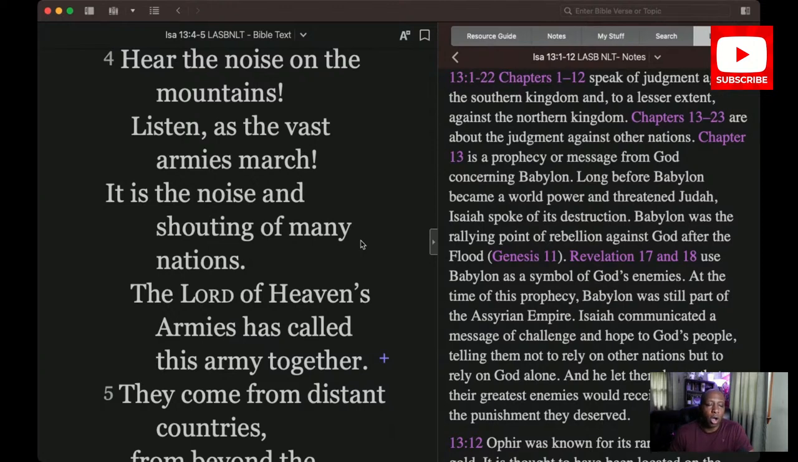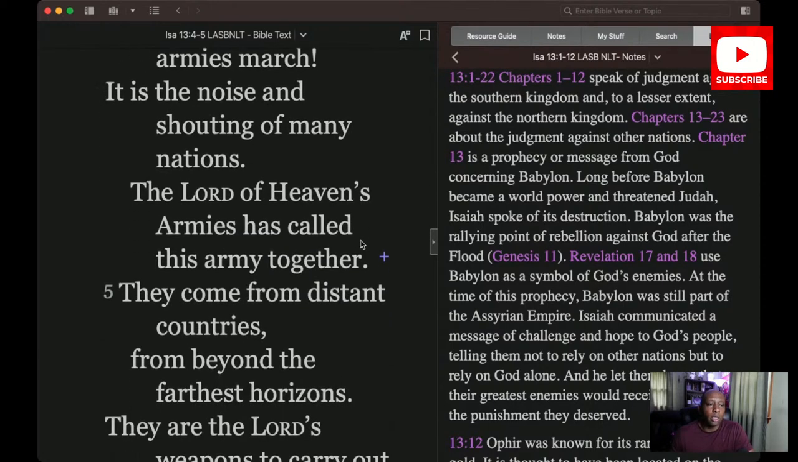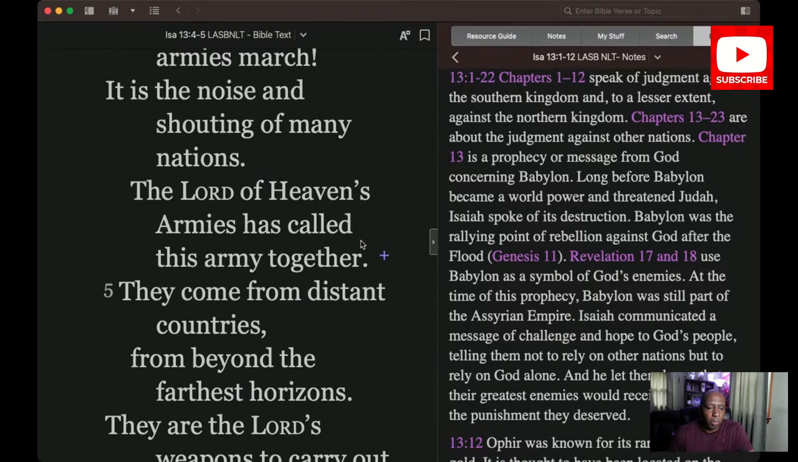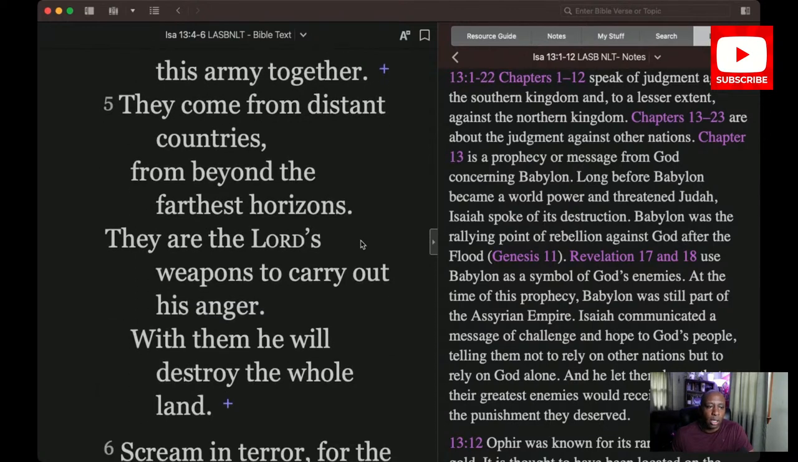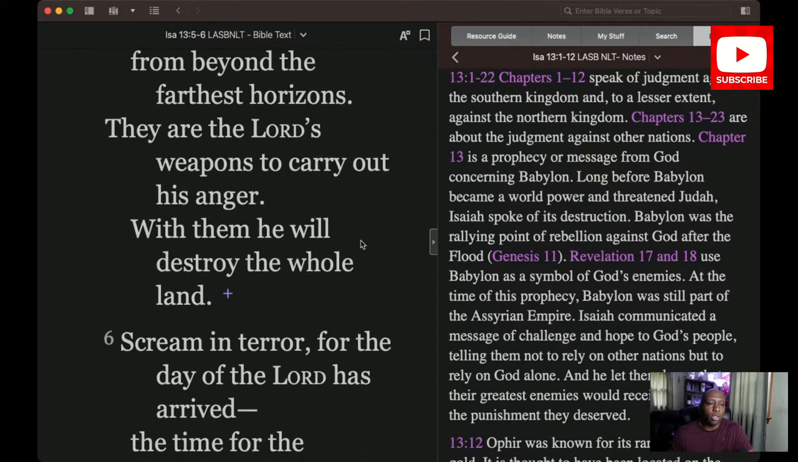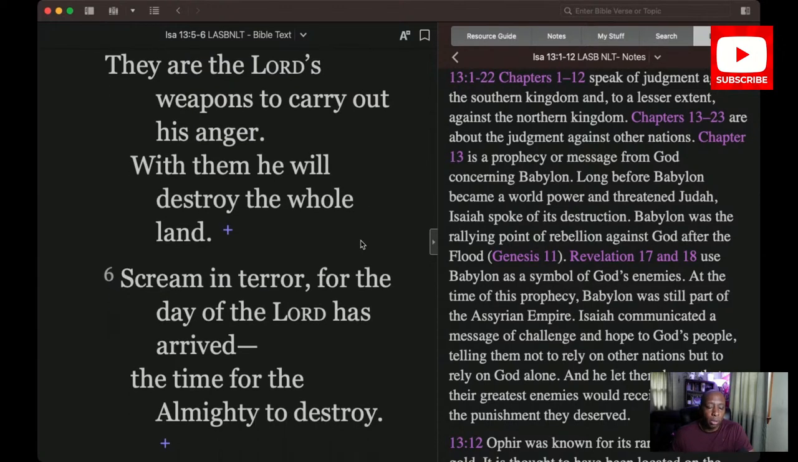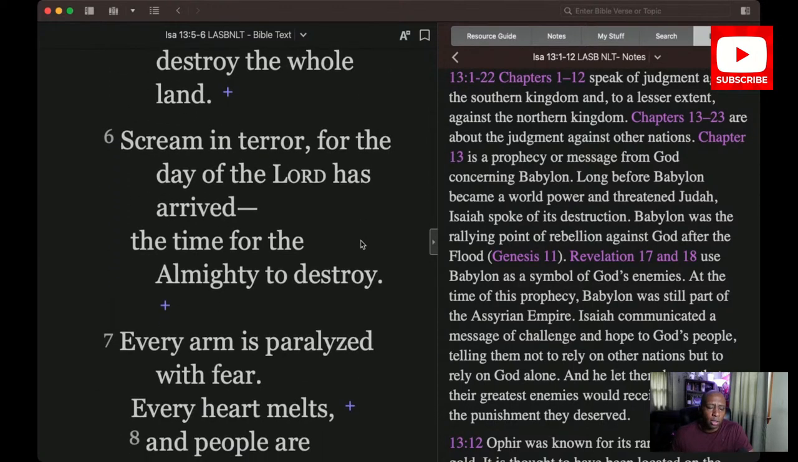Hear the noise on the mountains. Listen as the vast army marches. It is the noise and shouting of many nations. The Lord of heaven's armies has called this army together. They come from distant countries, from beyond the furthest horizon. They are the Lord's weapons to carry out his anger. With them, he will destroy the whole land.